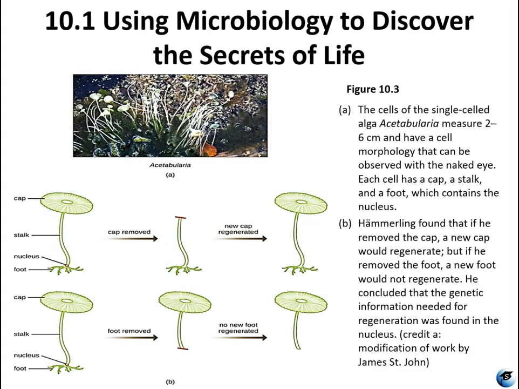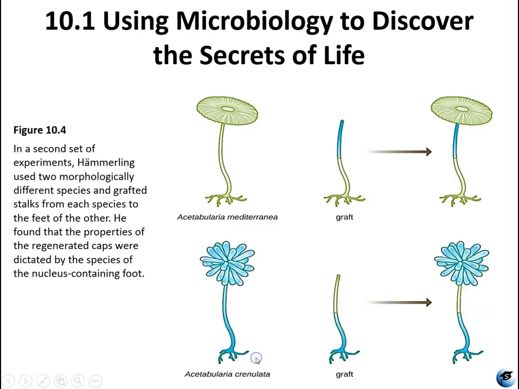And this is figure 10.3. These were some of the experiments that he did where he was able to determine that. What's really funny about this is an algal cell, and it's actually got its nucleus down here in the foot. So the nucleus is here, and it grows this stalk, and it has the cap. This is how it reproduces. But what he did was he cut the cap off, and it grew a new one. But if he cut the foot off, nope, it died, right? No new foot was regenerated.